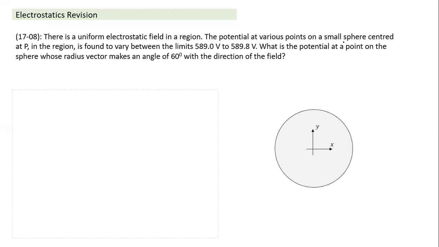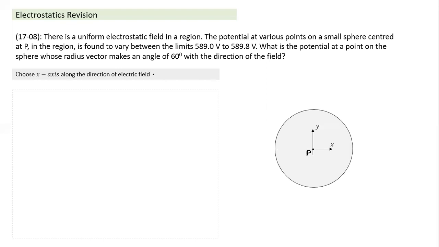The potential at various points in a small sphere centered at P in the region is considered. They're imagining a small sphere centered at P. The potential is found to vary within a minimum to maximum limit, 589.0. What is the potential at a point on the sphere whose radius vector makes an angle of 60 degrees with the direction of the field?